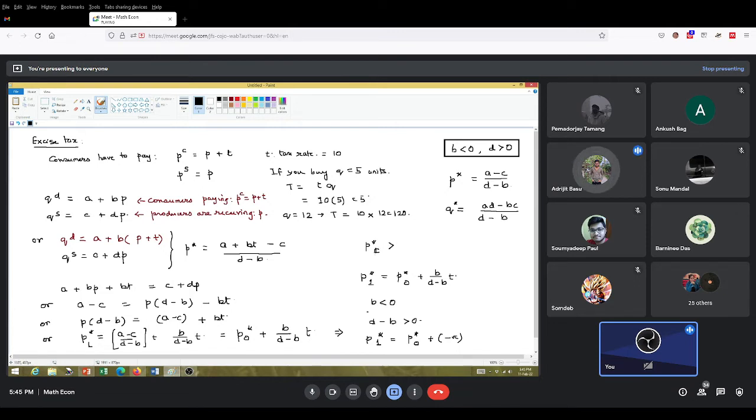Sir, I have a doubt. P star 0, isn't it? Let us suppose P star 0 is 5 and you have a negative amount. So P star 0 is greater. What does it imply? It implies that the price which suppliers were getting has fallen.